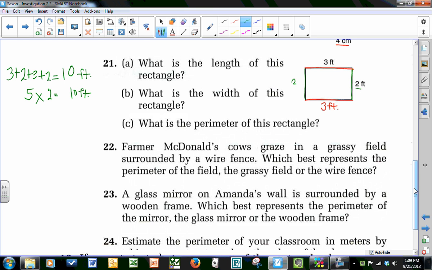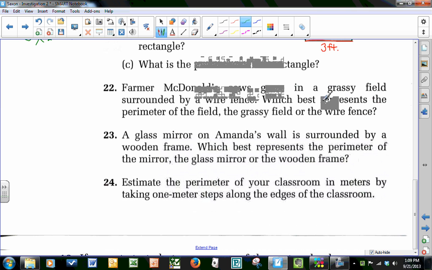Now, here's some interesting questions to think about with regard to perimeter. It said, Farmer McDonald's cows graze in a grassy field surrounded by a wire fence. Which best represents the perimeter of the field? Is it the grassy field or the wire fence? Well, think about it.